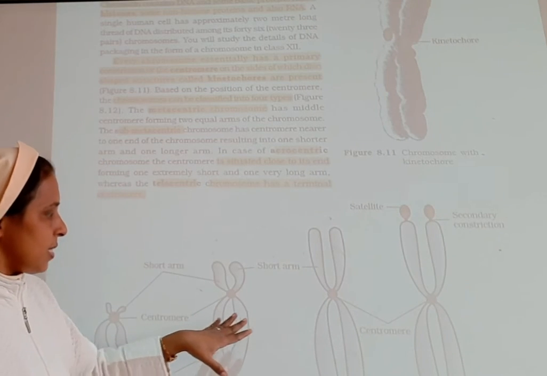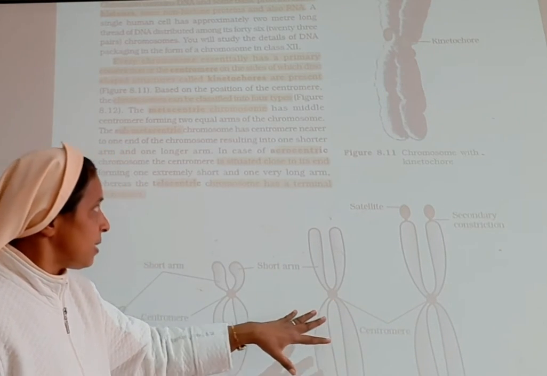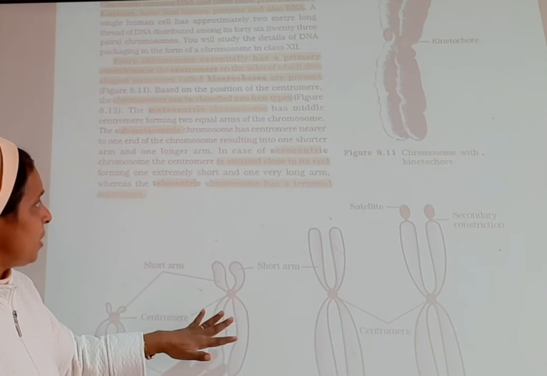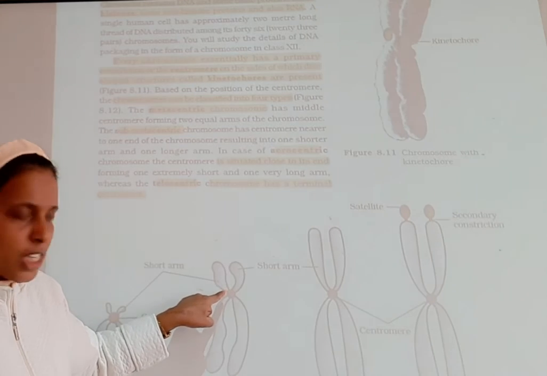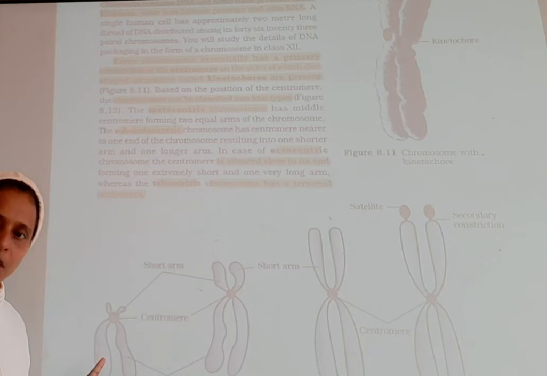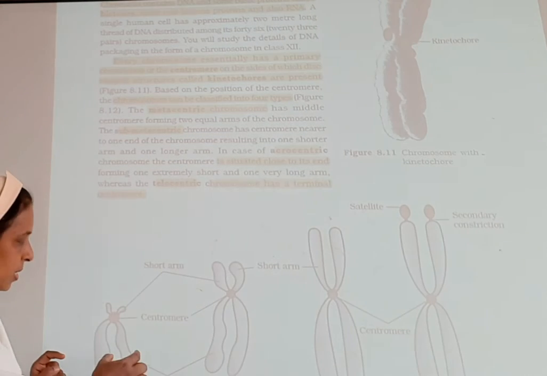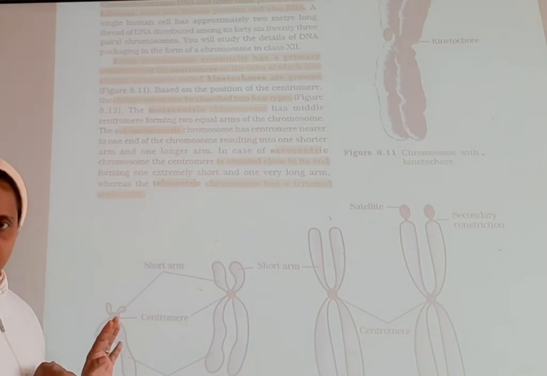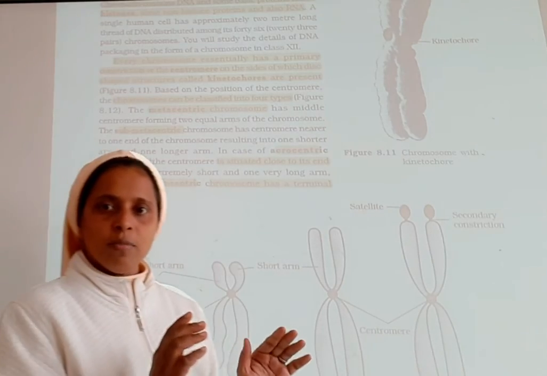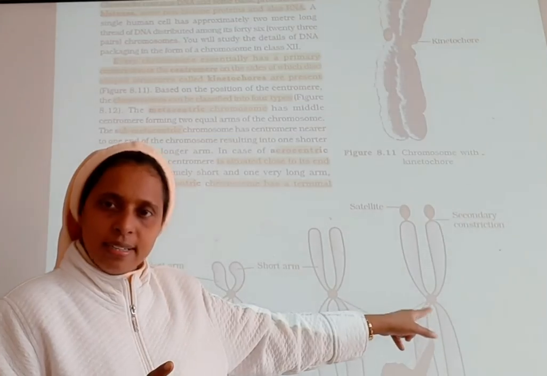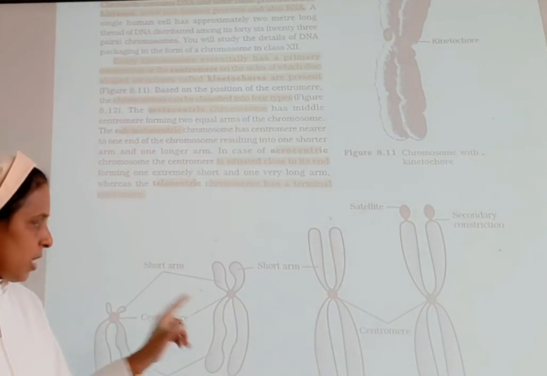The next one is acrocentric. Acrocentric means the centromere is situated close to one end. And the last one is telocentric. Telocentric means the centromere is at the terminal end. So chromosomes are classified into 4 types: metacentric, submetacentric, acrocentric and telocentric.